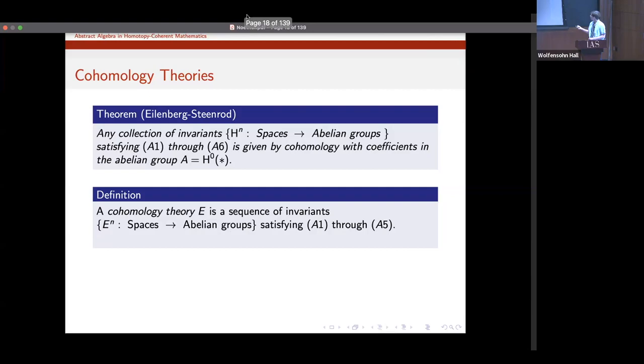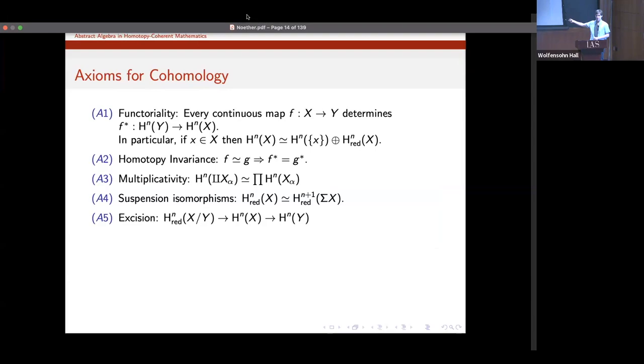Axiom five, well, I stated it without relative cohomology, but there's an exact sequence that if you have a cohomology class on X and it vanishes on a subspace Y, it has to come from a reduced cohomology class on X with Y collapsed to a point.